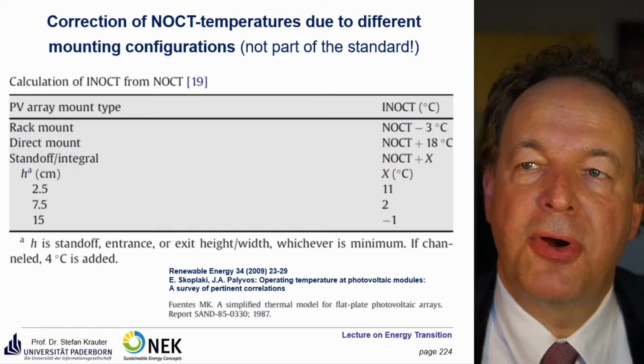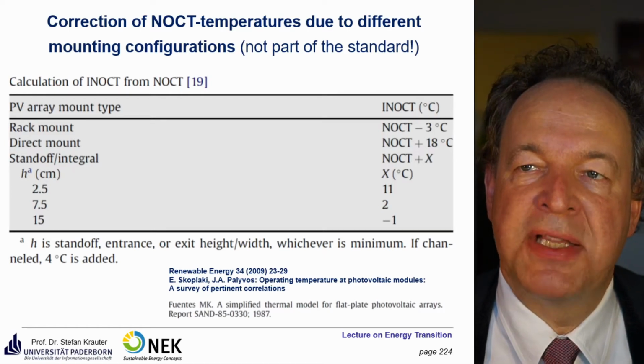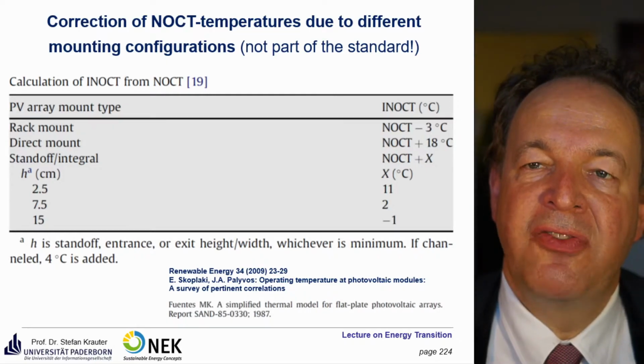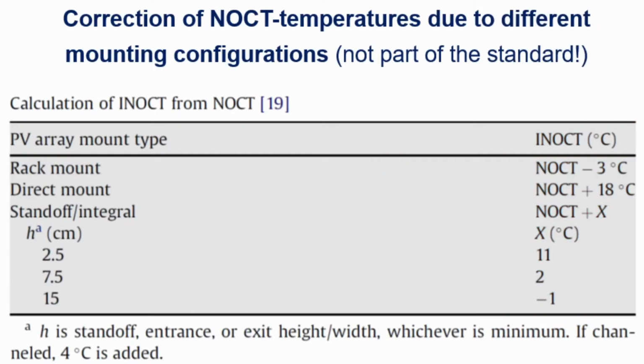The actual operation temperature also depends on the type of mounting. For example, if you have a free field rack mounting, the temperature is lower because there is convection on the front and the back side. So it's typically 3 degrees lower than this NOCT value. If you direct mount your solar modules on the roof without permitting any backside convection, you have usually an 18% higher temperature than the NOCT suggests.